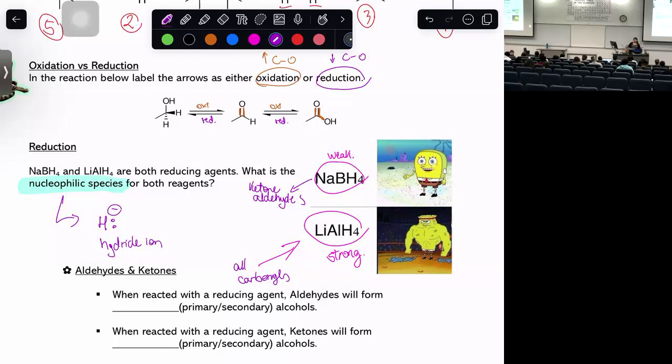Okay. So far, questions? We just talked about the concepts, basically. Nancy. Reductions is from a carbonyl to an alcohol group.